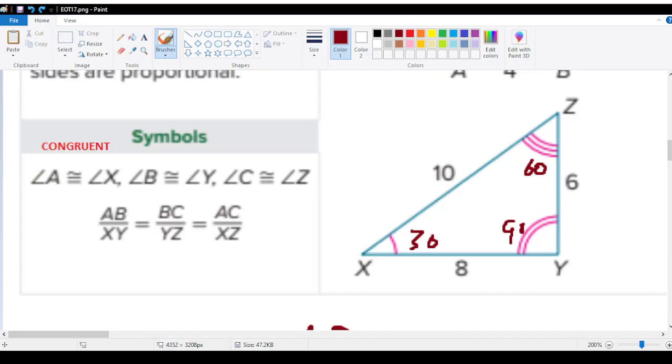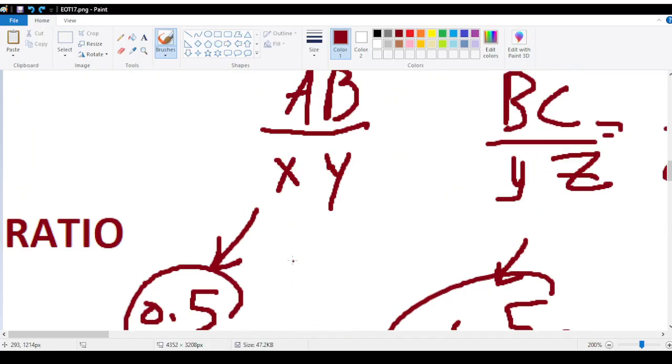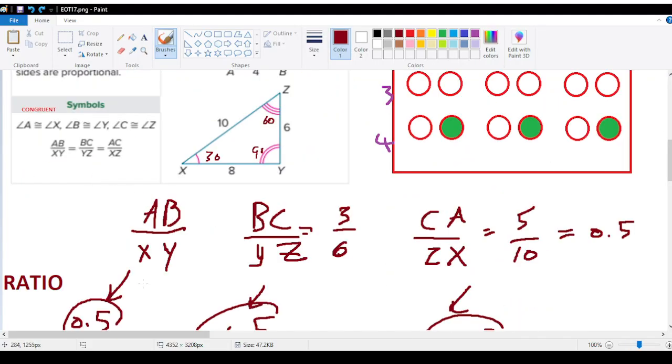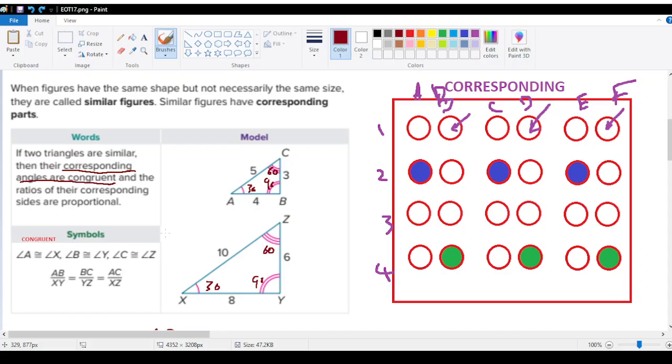It's easy, sir. The way we just did was easier than the first one you said. Which one? This one, AB over XY? Yes, it was easier than the angles. Okay, okay.